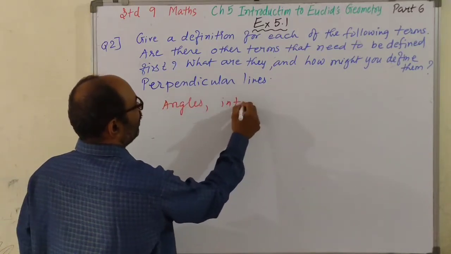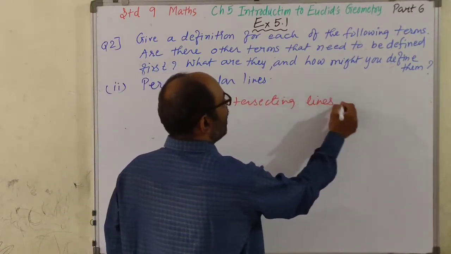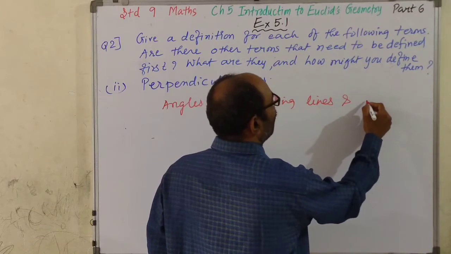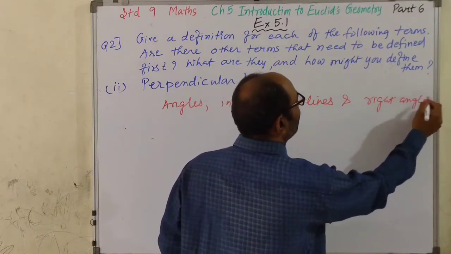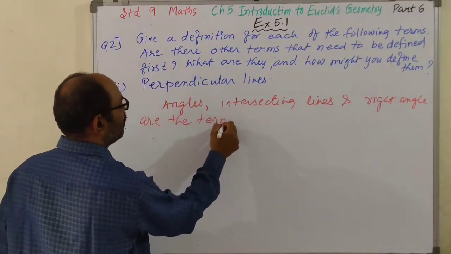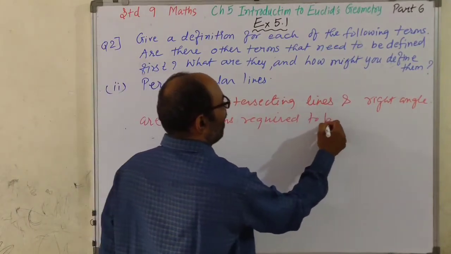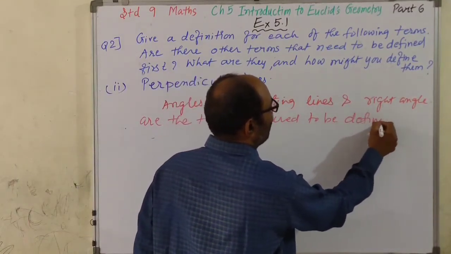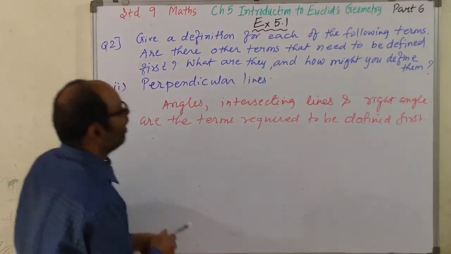Angles, intersecting lines, and right angle are the terms required to be defined first. Let's see one by one.